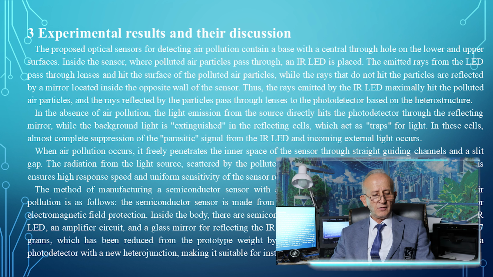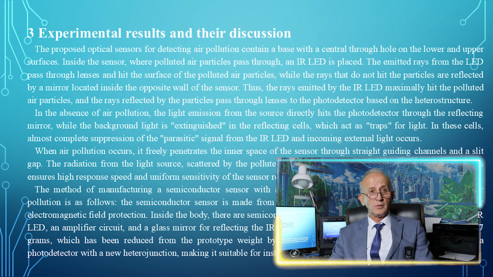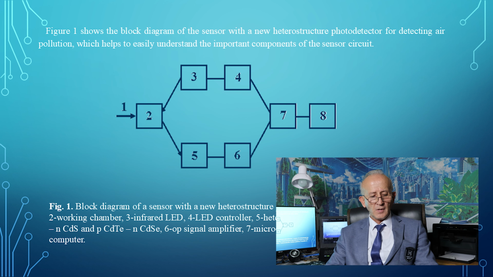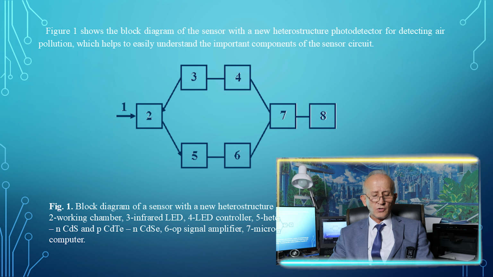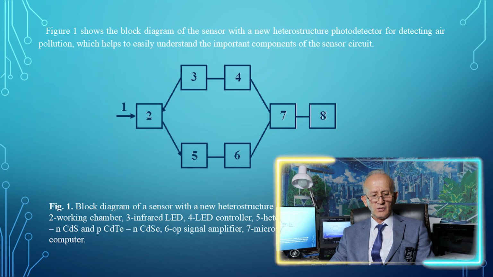The optical sensor is small in size, within 17 grams, which has been reduced from the prototype weight by using new parts such as a reflective mirror and a photodetector with a new heterostructure, making it suitable for installation in hard-to-reach places. Figure 1 shows the block diagram of the sensor with a new heterostructure photodetector for detecting air pollution, which helps to easily understand the important components of the sensor circuit.